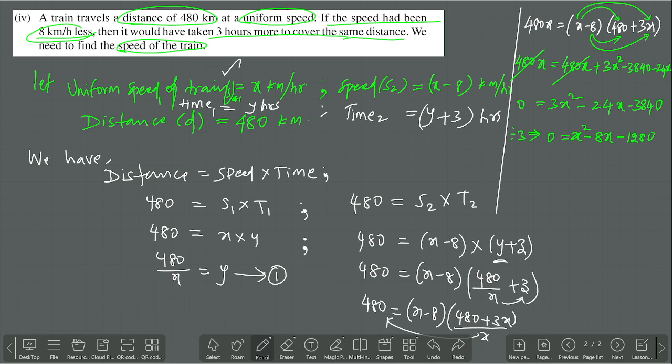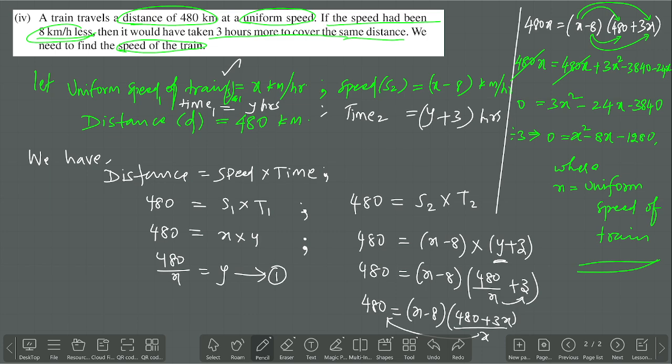1280. Where x is what, my dear? Very good. Where x equals the uniform speed of the train. That's it. Do you understand this?